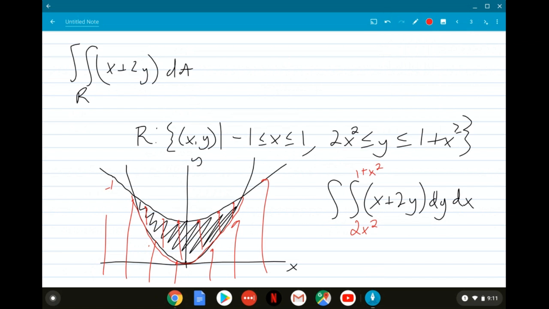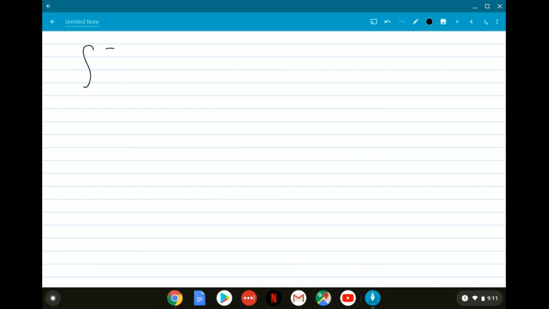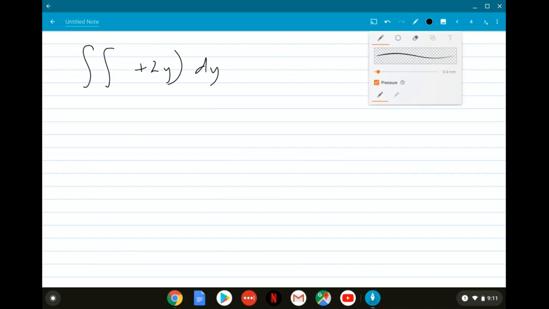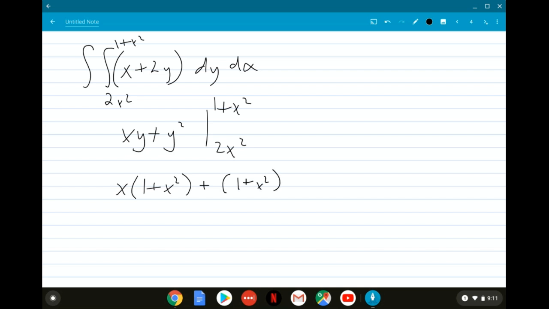So with a little foreshadowing, if we integrate this first term with respect to y, actually, let's go ahead and do that. Let's just leave off the dx for right now. If we integrate this with respect to y, we get xy plus y squared. And we're going to evaluate that from 2x squared to 1 plus x squared. Having the functional bounds shouldn't scare you. We just sort of plug it in for y. So it'll be x times 1 plus x squared plus 1 plus x squared, squared. So you just plug in bounds like you normally do. Upper bound minus lower bound.